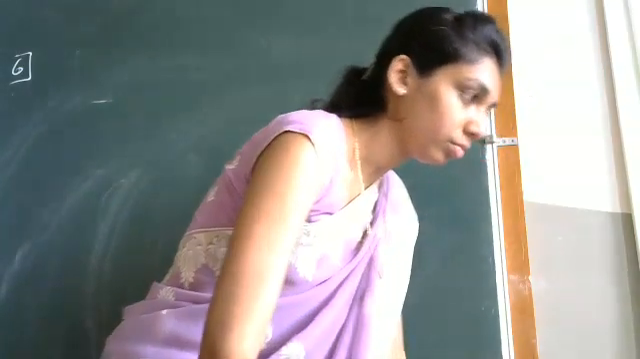Can anyone read it out? Two adjacent angles of a parallelogram have equal measure. Find the measure of each of the angles of the parallelogram. So what they have given us is that two adjacent angles of a parallelogram have equal measures, and we have to find the remaining angles. For that we'll draw a parallelogram first.